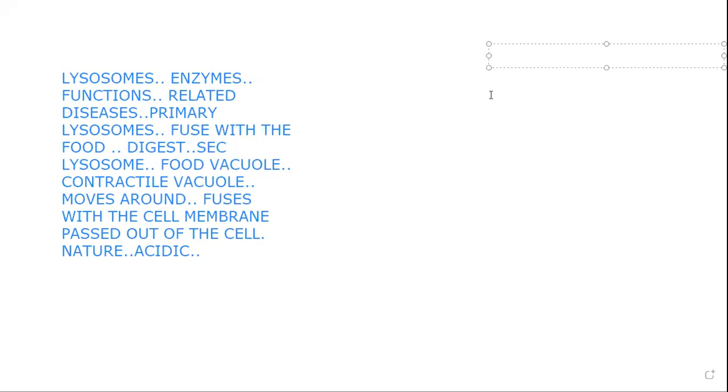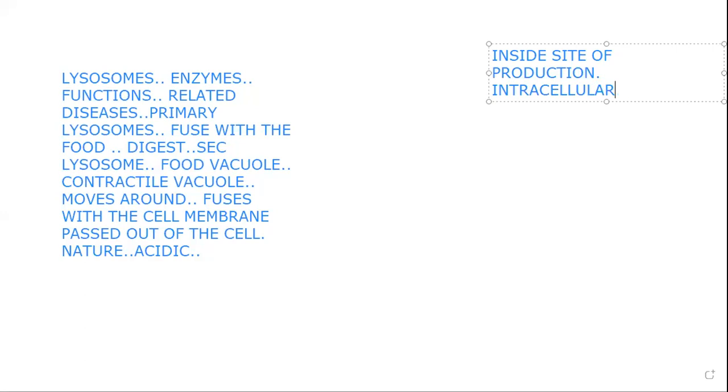And this digestion, because it is taking place inside the cell, inside the site of production of the enzyme, it is called intracellular. This type of digestion is called intracellular digestion. Intracellular digestion is a very important function of the lysosome, and we see that the digestion is taking place inside the cell, inside the site of production. This is the first important function of the lysosome. It is called the intracellular digestion.